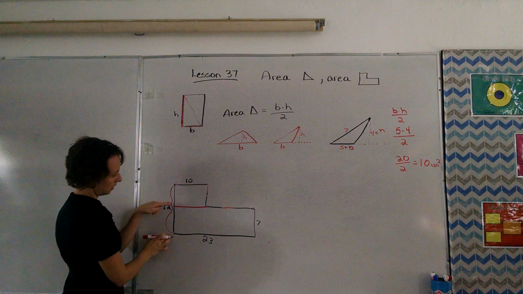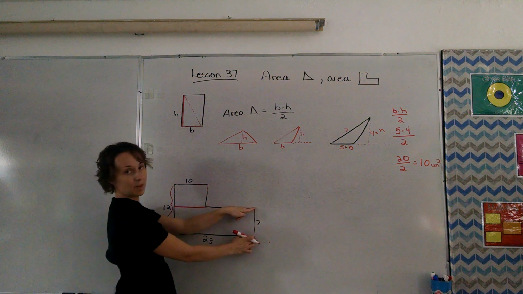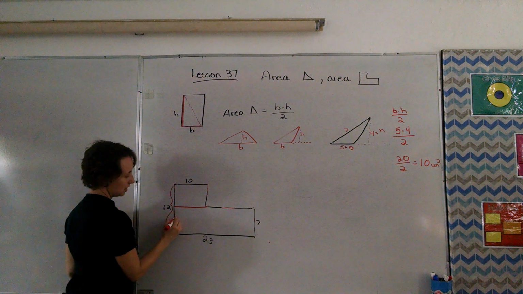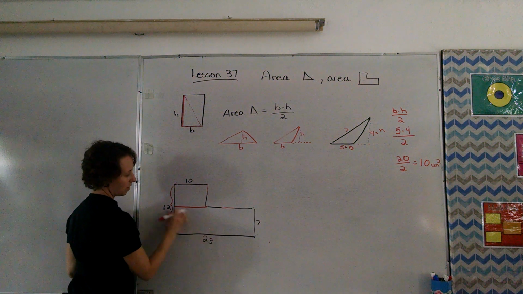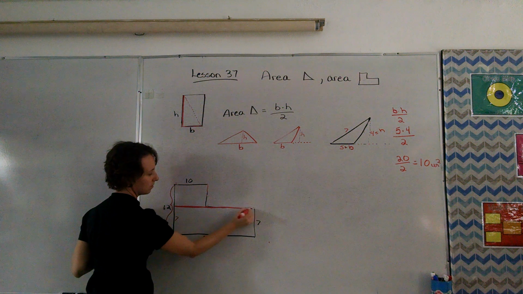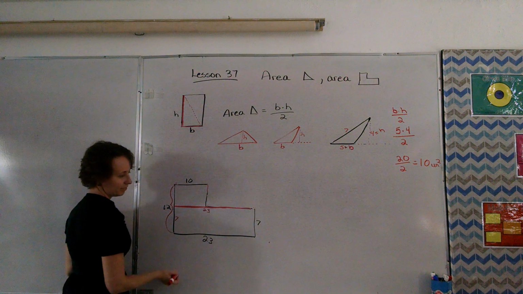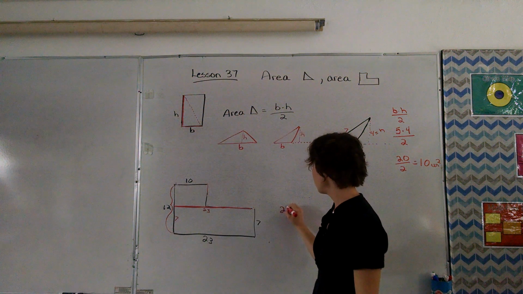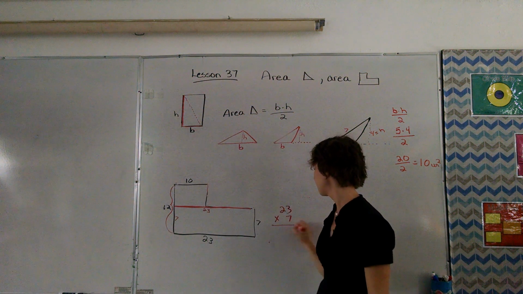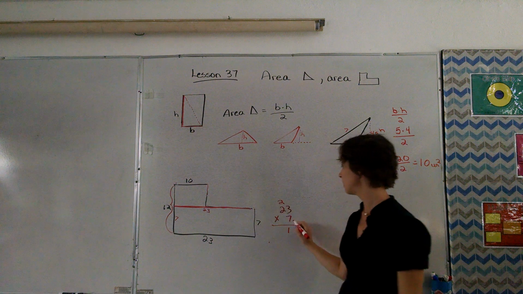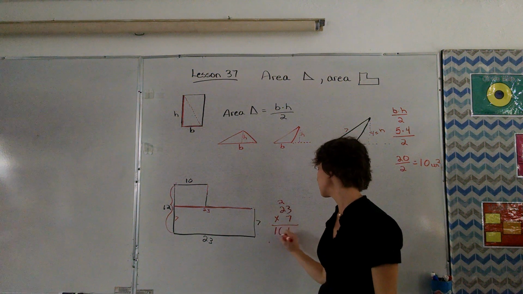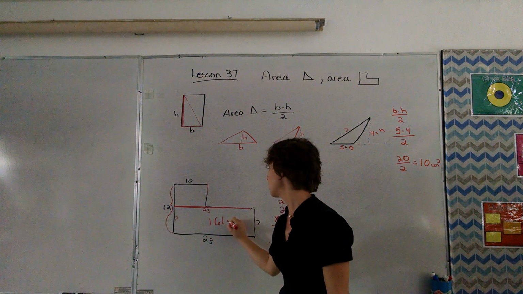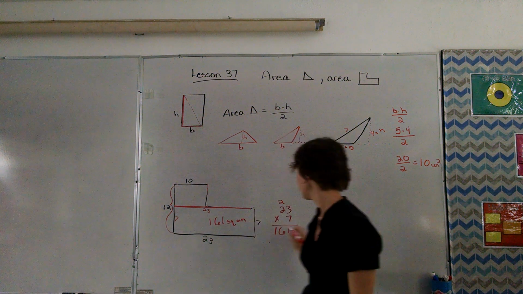That's not particularly helpful since I only went from here to here. But from here to here is 7. That means this piece here is 7. This is 23, which means this top piece across is 23. Base times height is area of a rectangle. So 23 times 7. 7 times 3 is 21. 7 times 2 is 14, plus 2 is 16. This bottom rectangle would be 161 square units.